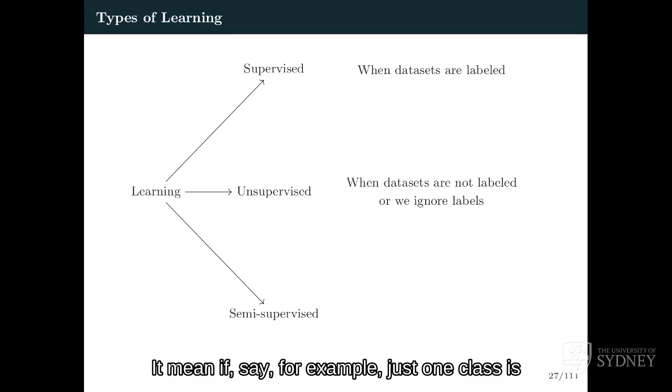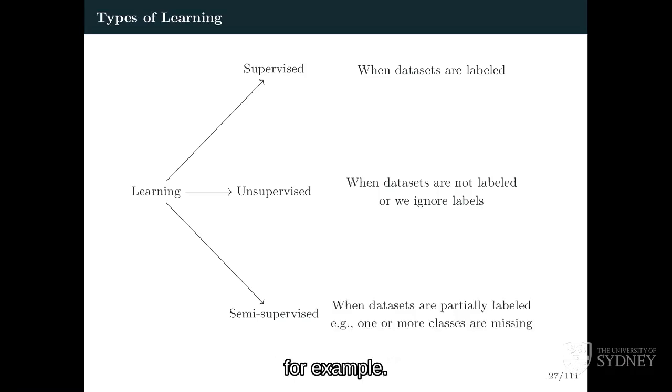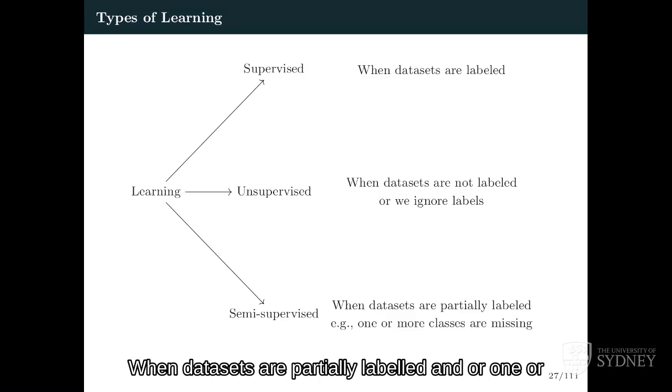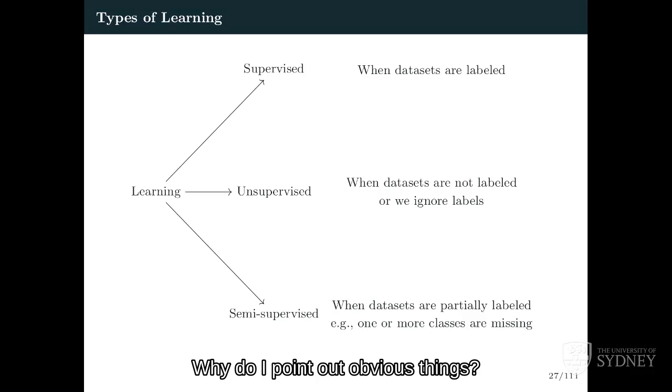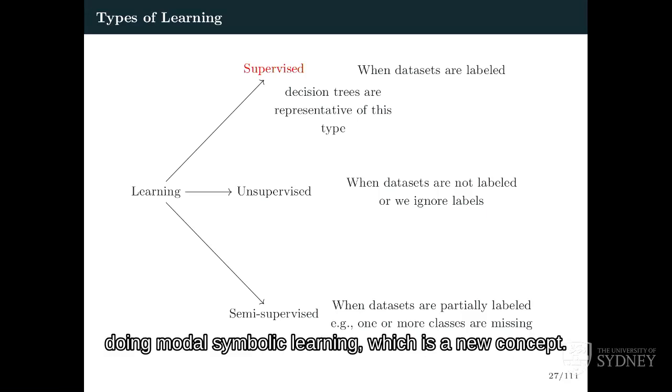It means, for example, that just one class is labeled and the other is not. So you have only positive examples in a binary problem, for example. That is an example of semi-supervised, when data sets are partially labeled or one or more classes are missing. Why do I point out obvious things? Well, because we are particularly interested in supervised. We are doing modal symbolic learning, which is a new concept.